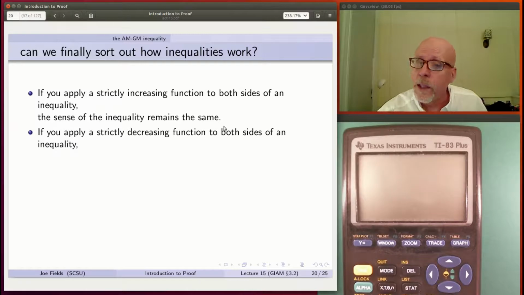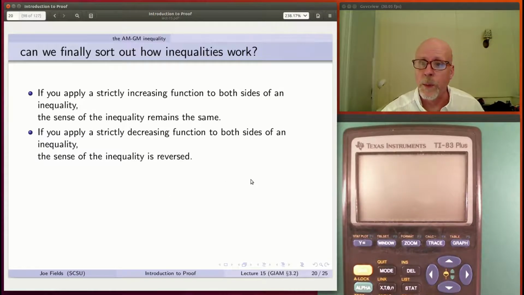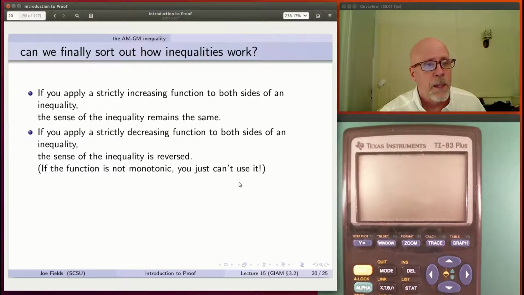If you have a strictly decreasing function and you apply that to both sides of an inequality, what it's going to do is reverse the sense of the inequality. And that's okay too, as long as it does something predictable, you're going to be fine with that. What you can't do is apply to both sides of the inequality a function that's not monotone. If it goes up and down, then some places it's going to mess up the order, and other places it won't. But depending on that, you've put in the potential for error, and that's just something you want to avoid.